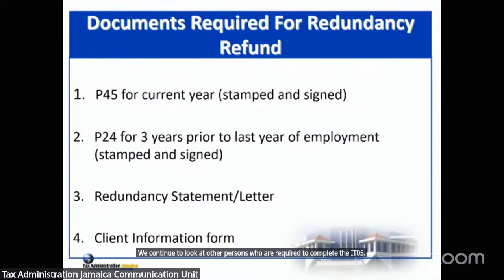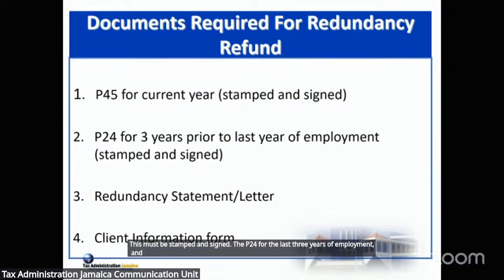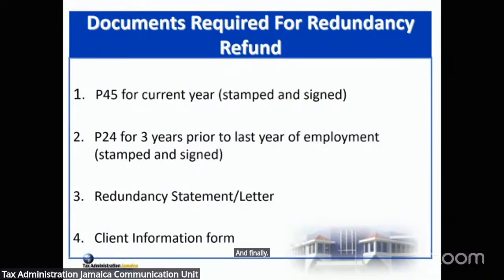We continue to look at other persons who are required to complete the IT-05. And in this category, we have persons who are on a redundancy basis. There are 4 main documents. These are the P45 for the current year. This must be stamped and signed. The P24 for the last 3 years of employment, and it should also be stamped and signed. The third document is the redundancy statement or letter. And finally, the client information form.